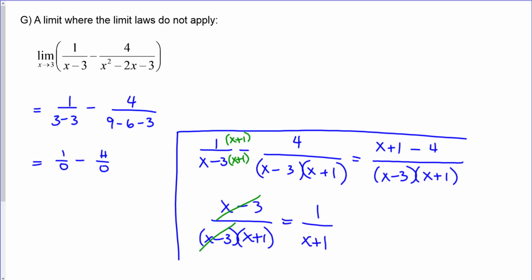So all of this is the same limit as x approaches 3 of 1 over x plus 1. If I plug in 3, it's 1 over 3 plus 1, which is 1/4. So the limit actually did exist through some algebra. It's just the limit laws weren't going to tell us anything until we did some simplification first.